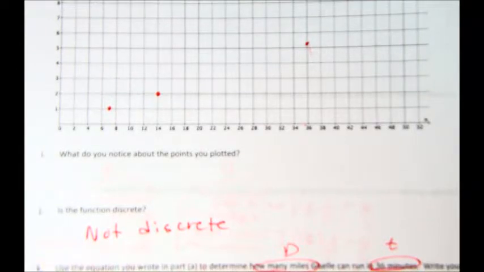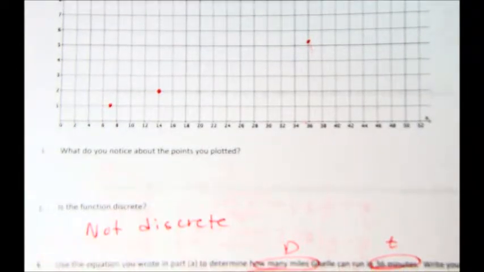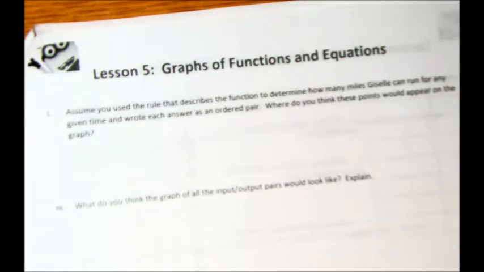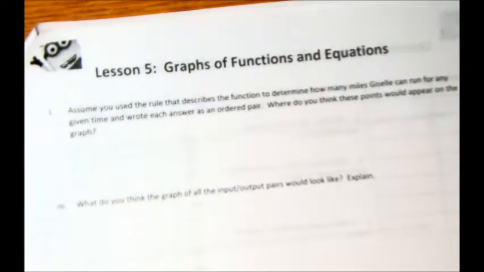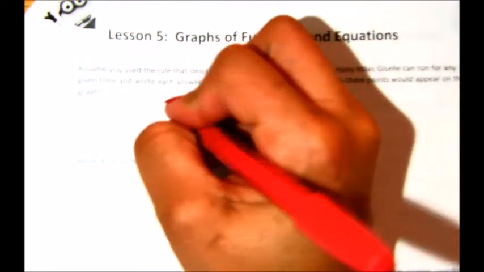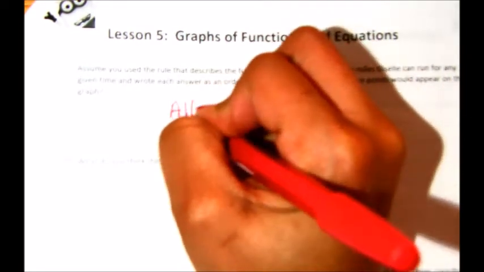All right, then let's answer this question. Is this point where you expected it to be? In other words, is this point in line with the other points, or is it off somewhere by itself? Yeah, you should tell me that this point is where you expected it to be, not off by itself. Let's go to the next part. Assume you use the rule that describes the function to determine how many miles Giselle can run for any given time and wrote each answer as an ordered pair. Where do you think these points would appear on the graph? Yeah, you should tell me that all of these points should appear on the line.